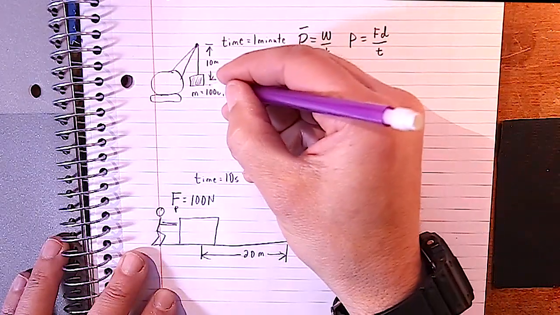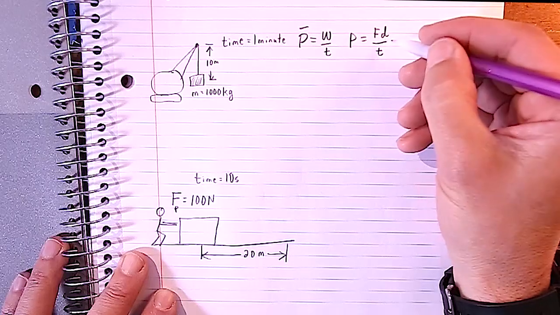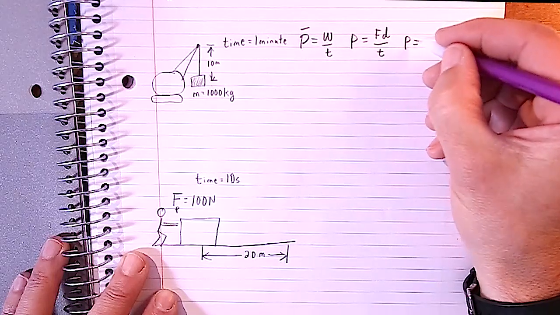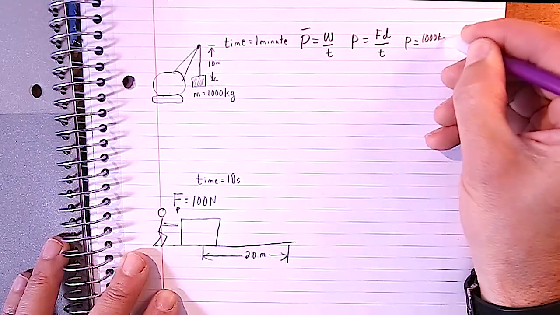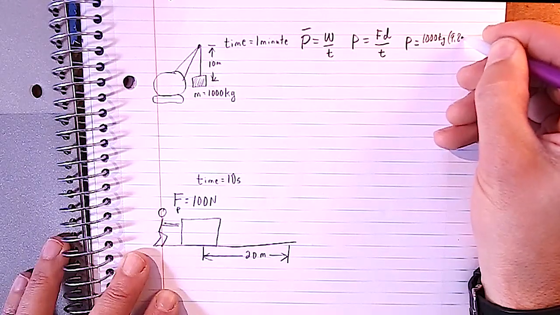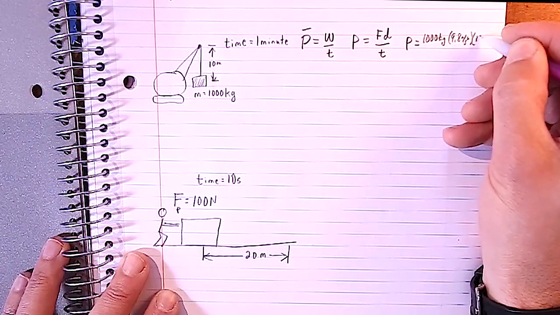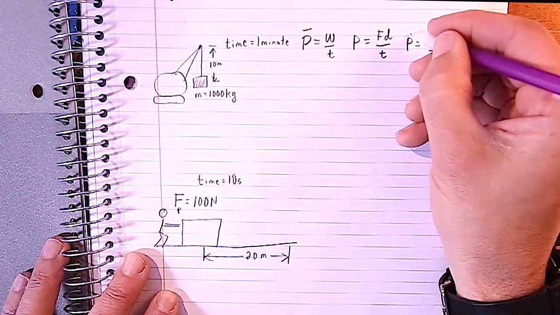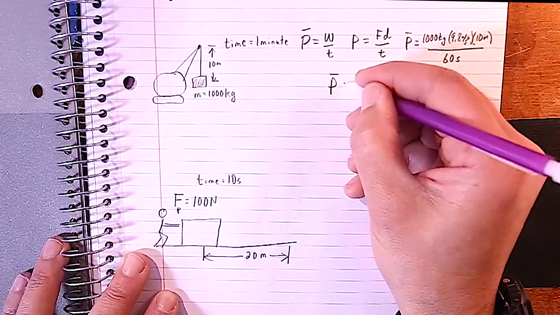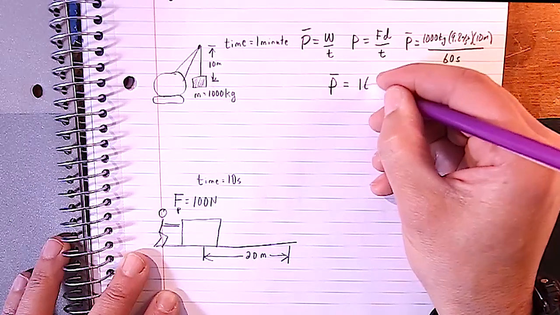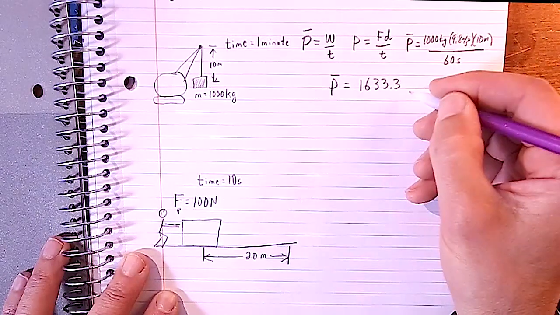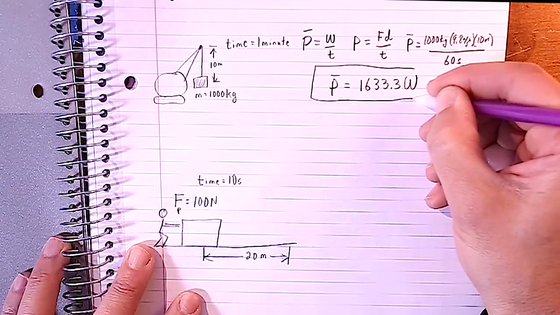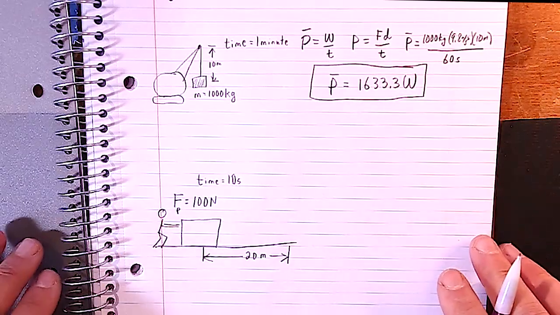And the force to lift something is going to be equal to the force of gravity, which is going to be its weight. So that's going to be mg. So that's going to be 1,000 kilograms times 9.8 meters per second squared times the height, which is 10 meters, divided by the time, 1 minute is 60 seconds. So the average power to lift this would be 1,633.3. Do you remember the unit for power? It is the watt. So 1633.3 watts.